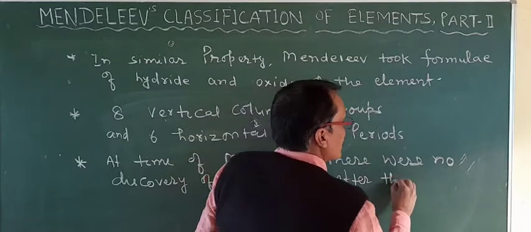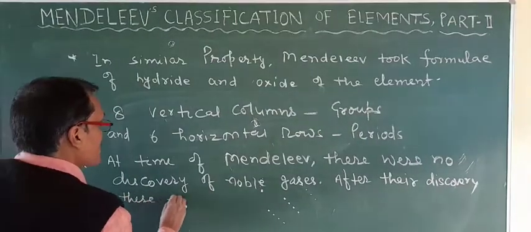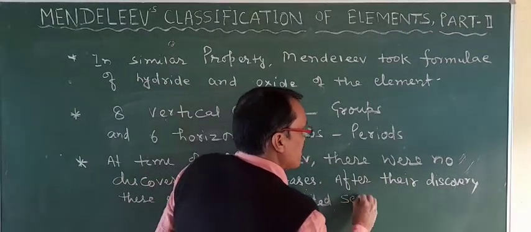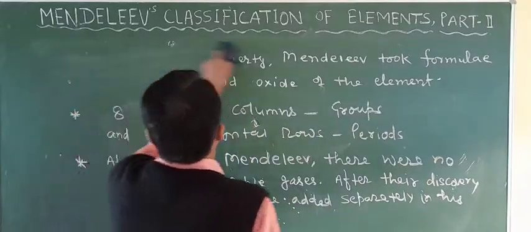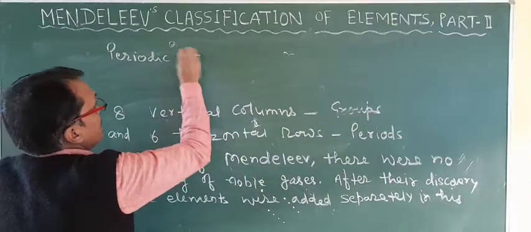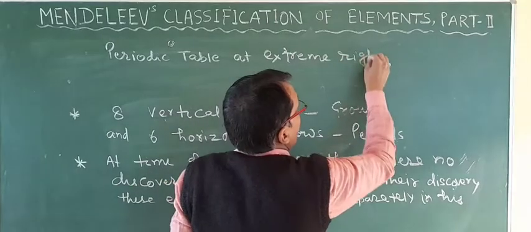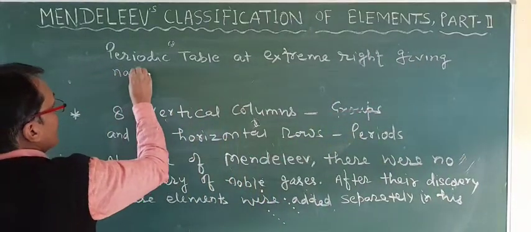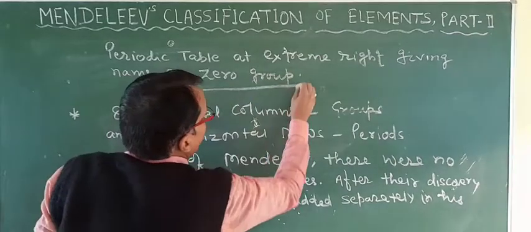After their discovery, these elements were added separately in his periodic table at extreme right, giving name as zero group. So students, this is important for you to know.